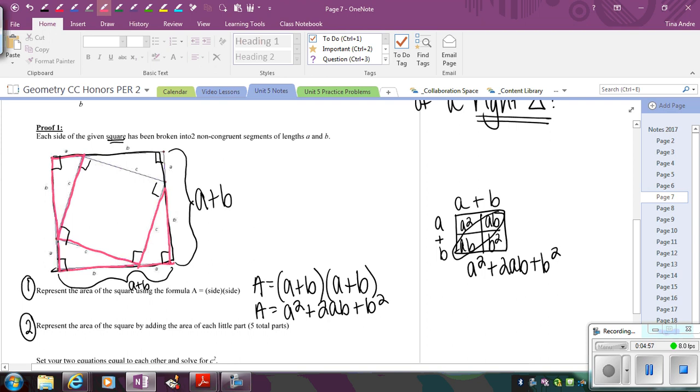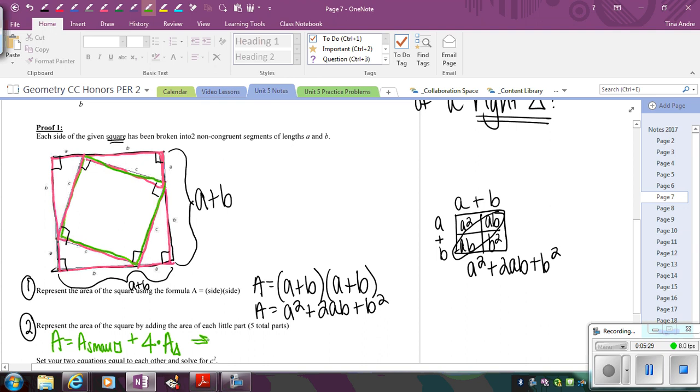So those 4 right triangles, the areas of those 4 right triangles plus the area of this square right here would represent the entire square's area. So what that means is if I want to represent that, the area is going to be the area of the small square plus 4 times the area of all those little triangles.